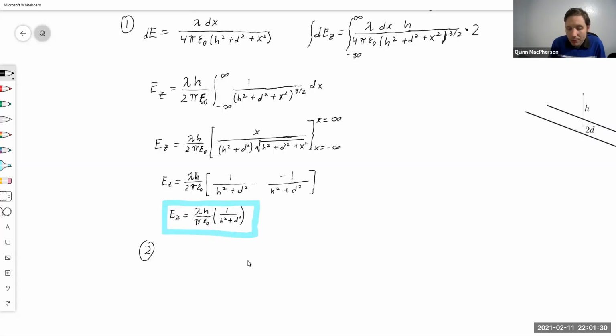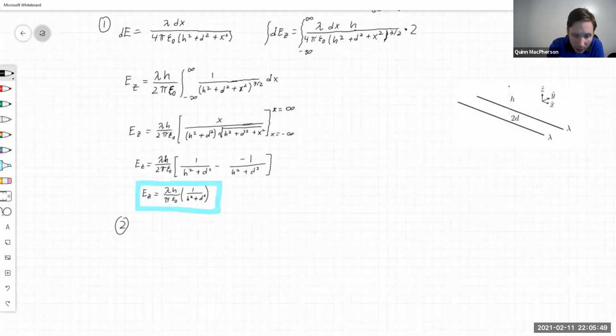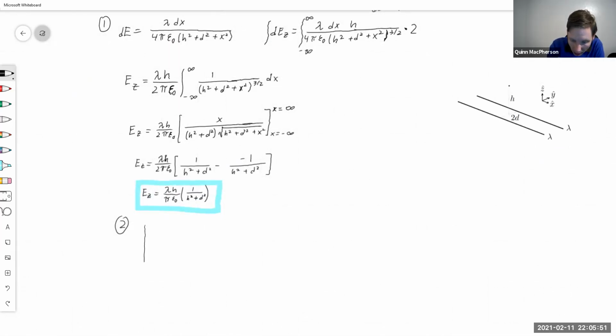Let's do part number 2. For question number 2, we are told to plot E as a function of H. That is what we want, to just plot the answer we just got. To plot this function, there are two ways we can do this.